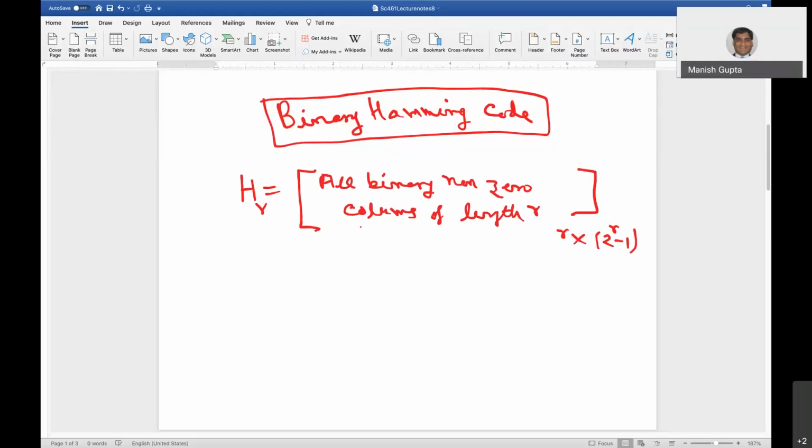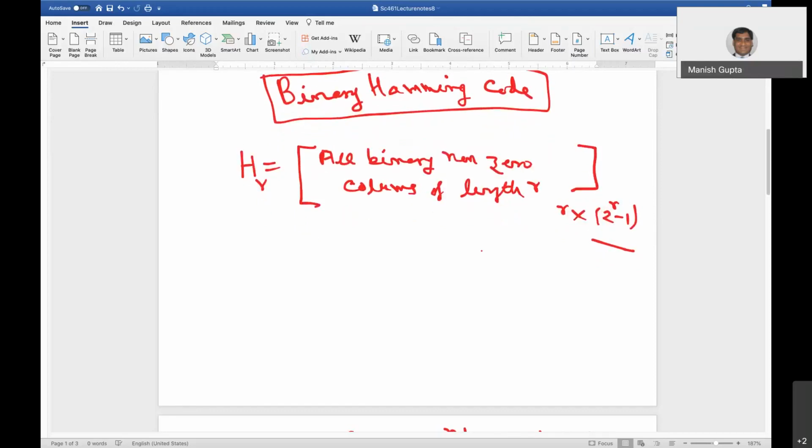All binary non-zero columns of length R. So you know that 2 raised to power R vectors are possible, right? If we exclude 0, there are 2 raised to power R minus 1 non-zero ones, right? And the length is R, so it is R rows and 2 raised to power R minus 1 columns. This is known as the parity check matrix. So let us see how to construct it.